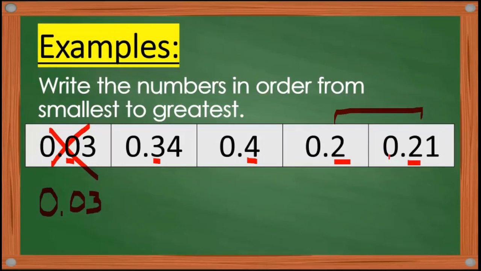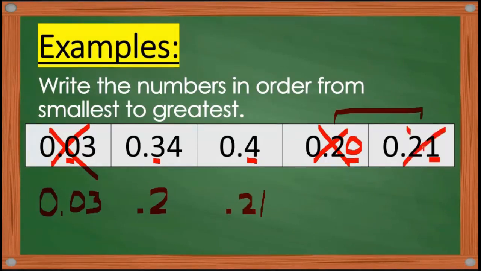Etong dalawa. Compare natin yung dalawa. We will proceed now to the hundreds place value. Since we don't have hundreds place value here, in short, that is 0. Which is smaller, 0.20 or 0.21? Obviously, 0.20. So we're going to write 0.2 here. So that is x na natin. And then, followed by 0.21.